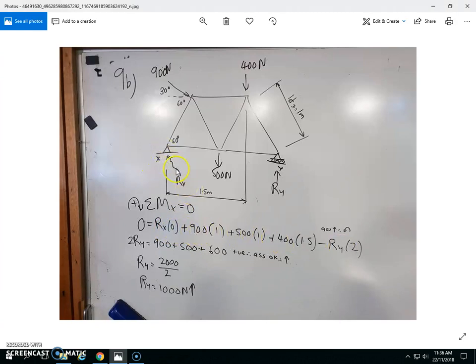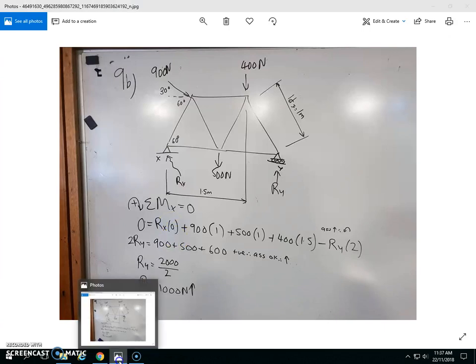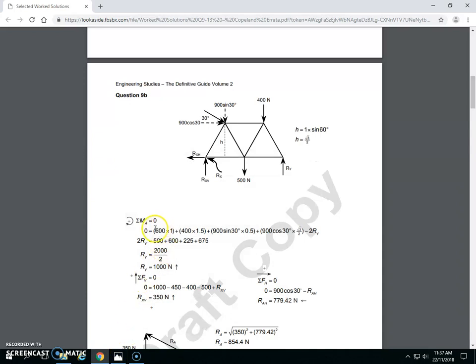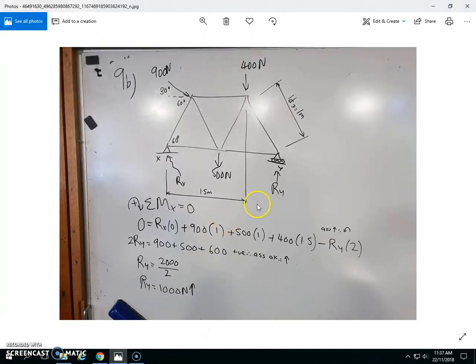I've said Rx, we're going to treat that as 0 because it multiplies by 0. I've also said before in the previous recording that Copeland will probably not include that number in his calculations. He'll just ignore that. So let's have a quick look. If we look here, Copeland has completely ignored that force. So he starts at the 500 kilonewton force, the 400, the 900 force, the 900 force in the opposite direction, and the reaction Y. Now I'm going to go back to my photo.